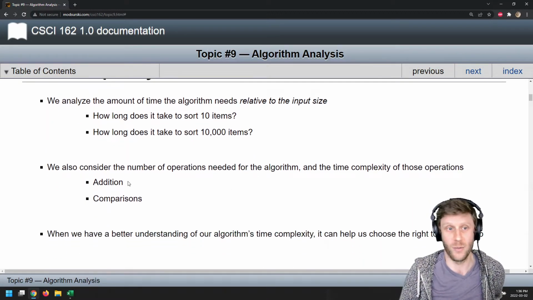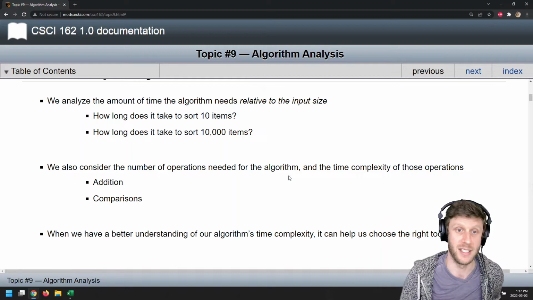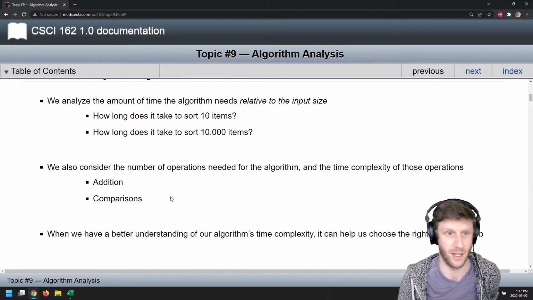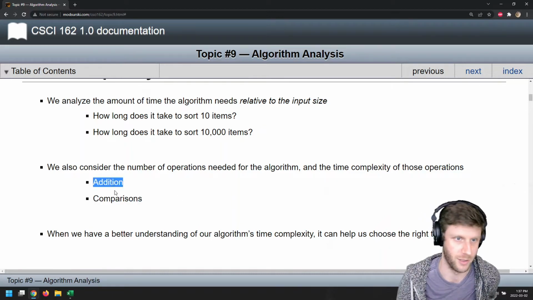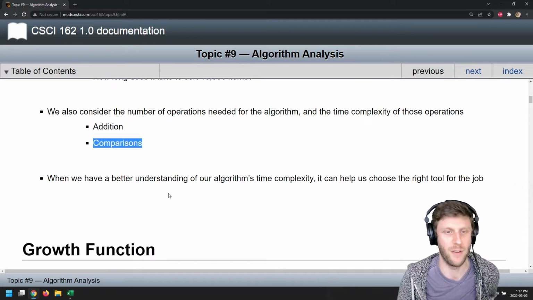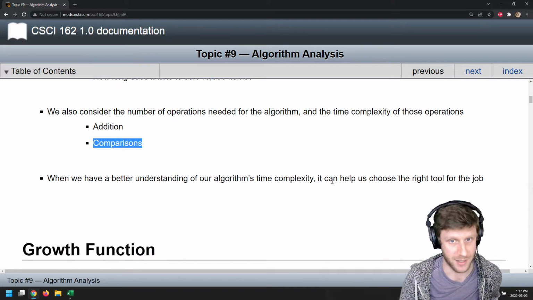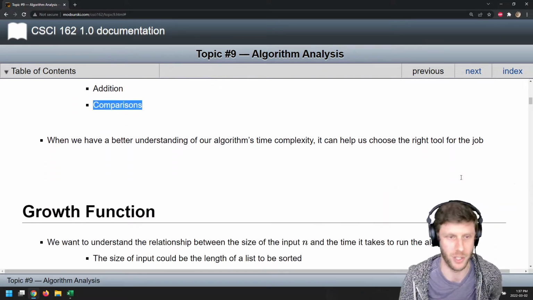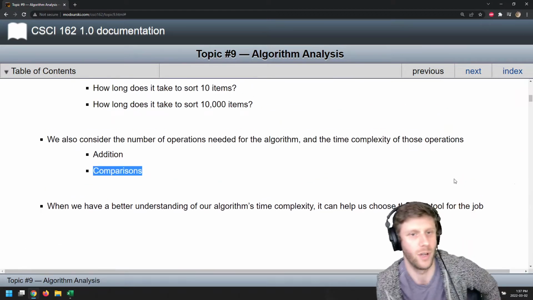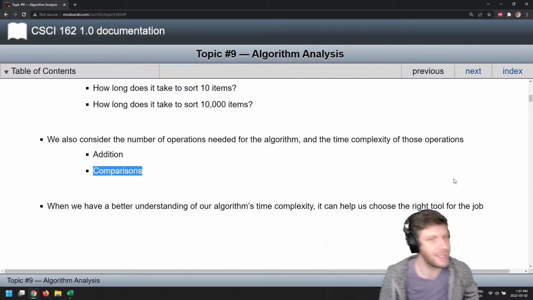All right, we also like to consider the number of operations needed for an algorithm and the time complexity of those operations. Okay, addition, comparisons. When we have a better understanding of our algorithm's time complexity, it can help us choose the right tool for the job. So this goes to the question of which stack is better, an array stack or a link stack?